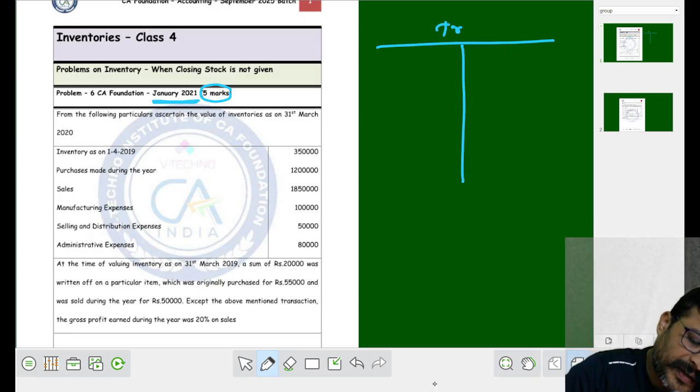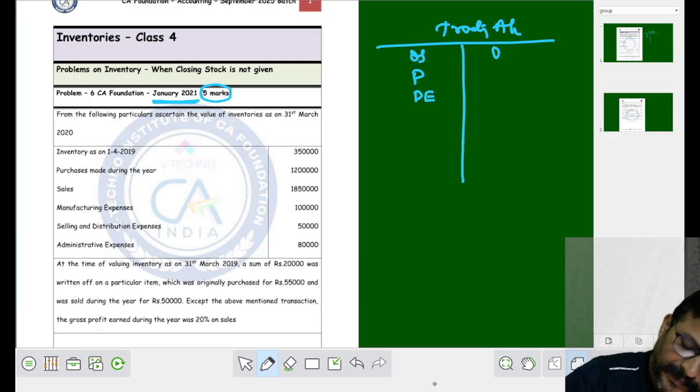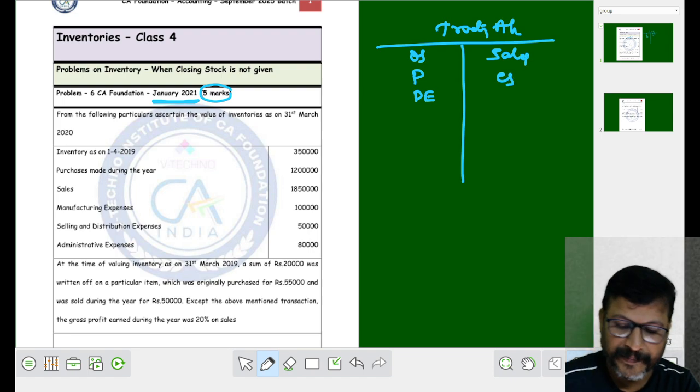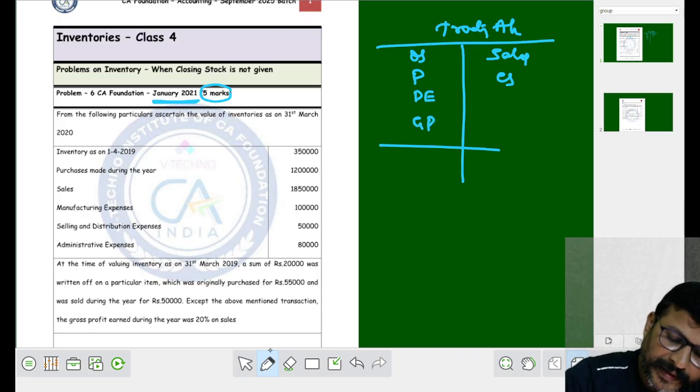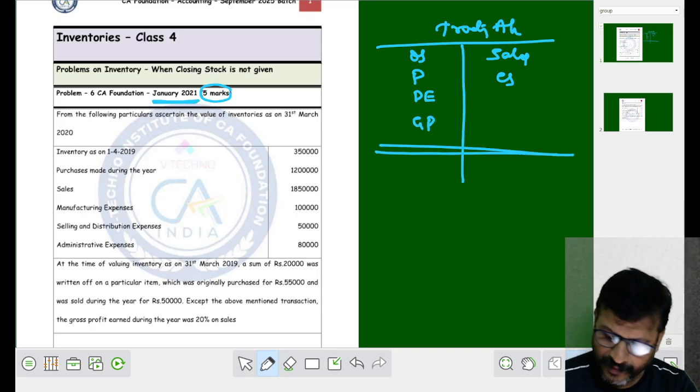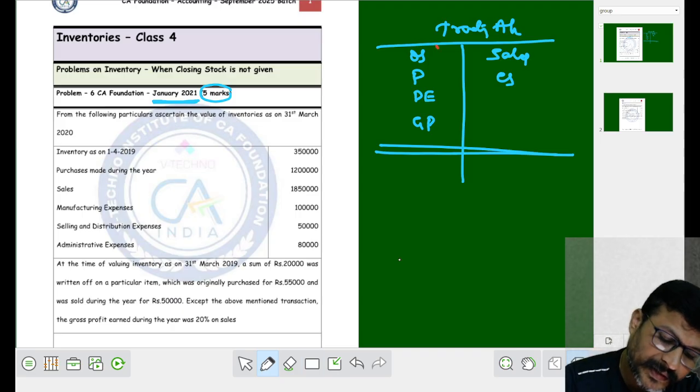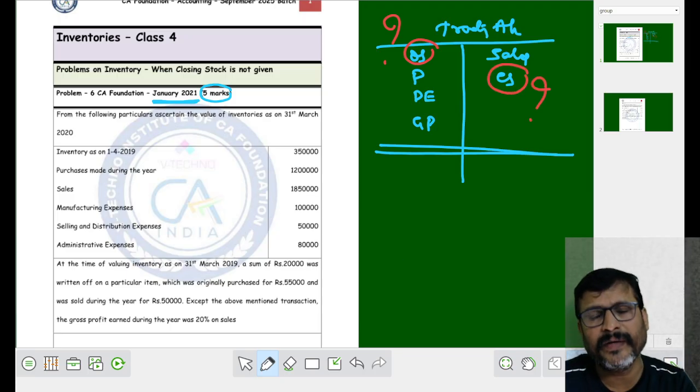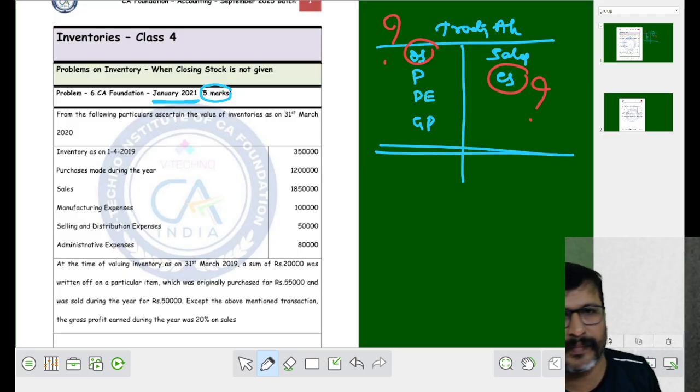This is your trading account. Here we will have opening stock, purchases, direct expenses. Sales on the credit side, closing stock on the credit side. Gross profit will be on the debit side. Here we are going to ascertain either opening stock as a question mark or closing stock as a question mark. Any one among the two will be a question mark.